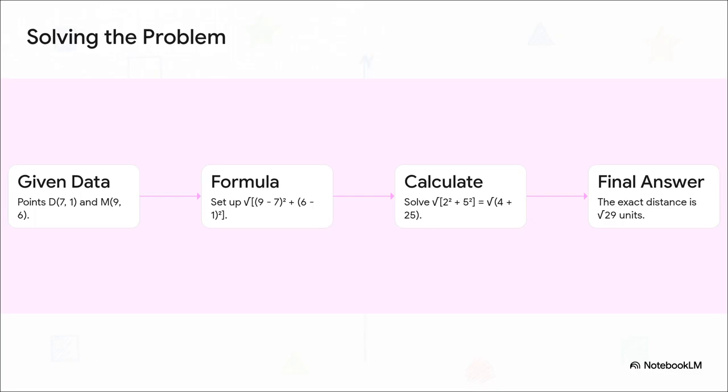9 minus 7 gives us a horizontal shift of 2, 6 minus 1 gives us a vertical shift of 5. Now we square them. 2 squared is 4, 5 squared is 25. Add them together. 4 plus 25 equals 29. So our final answer is the square root of 29 units. And hey, since 29 isn't a perfect square, we can just leave it exactly like that. Great job if you got that right.